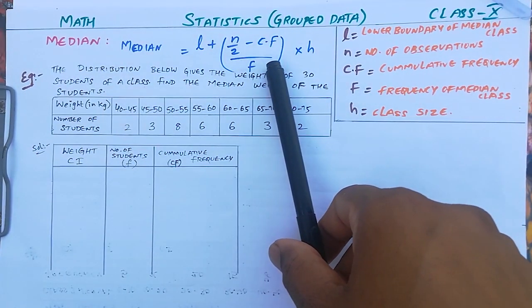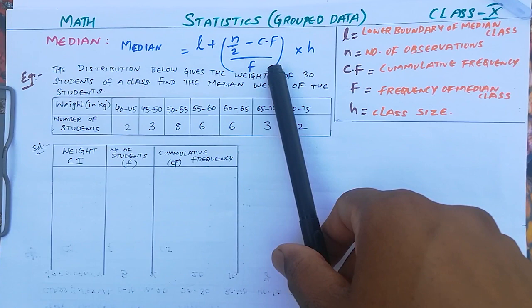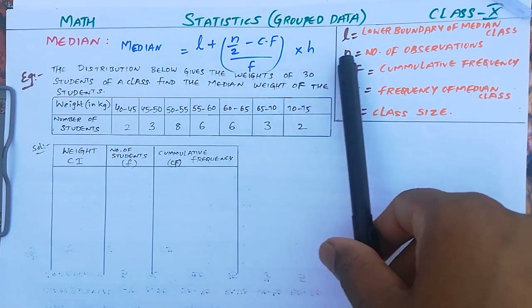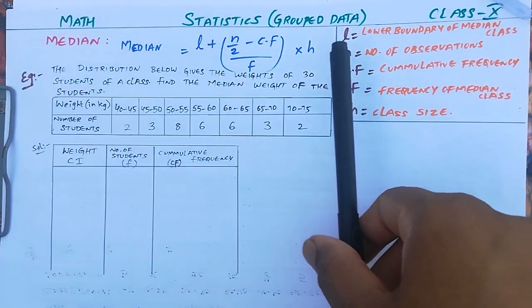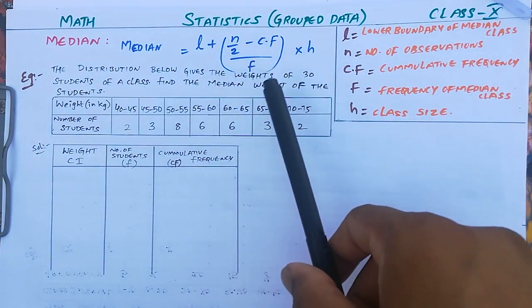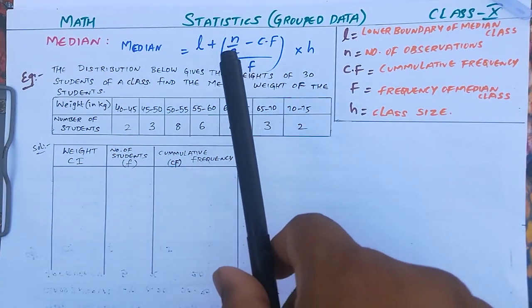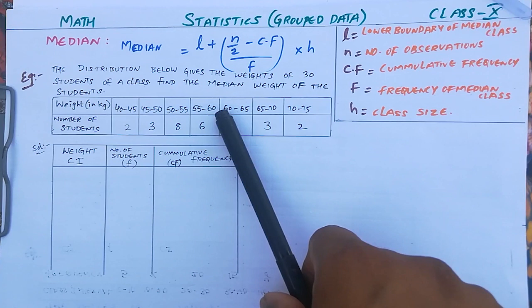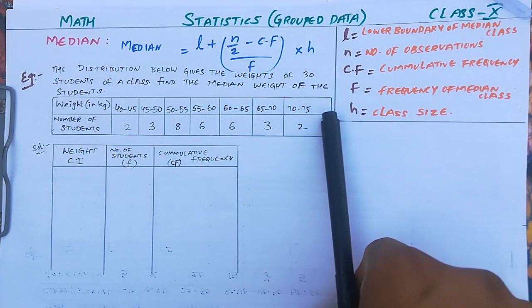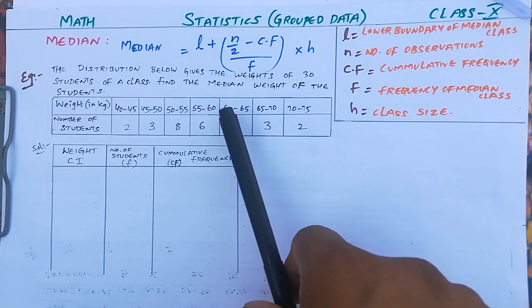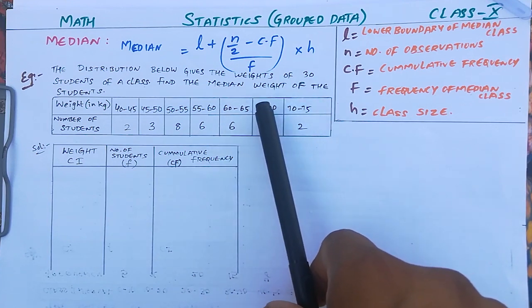So these are the terms for the median. A question may be asked to write only the formula with the terms. So the formula is important, and depending upon the formula we have the problems. Finding only the median is one type, and another is finding the missing frequency from the median. I will explain both in this video.